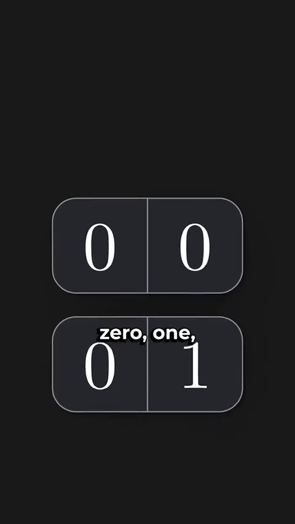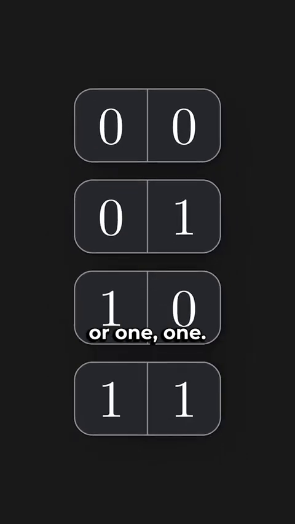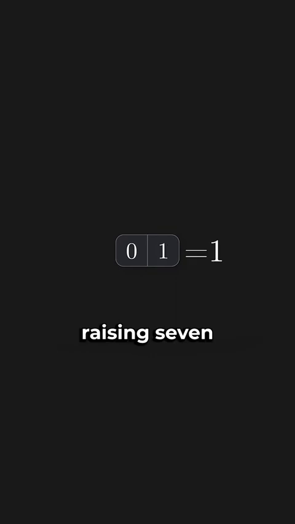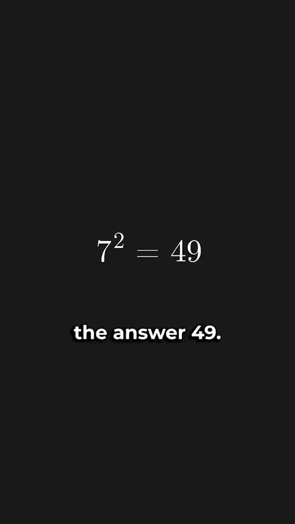In normal computers, a bit can only be in one state at a time, either a 0 or a 1. So if you had 2 bits, they could be in one of 4 possible states: 00, 01, 10, or 11. Let's say each of these states represents a number: 0, 1, 2, or 3. If we want to do a calculation, for example, raising 7 to the power of one of these numbers, we can only do it for one state at a time. In this case, 7 squared, and so we get the answer 49.